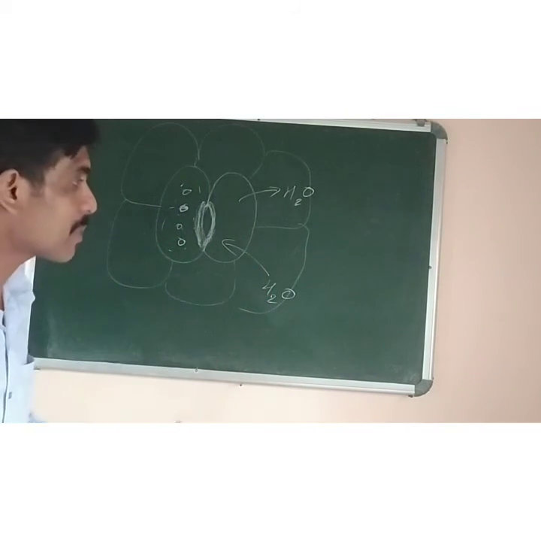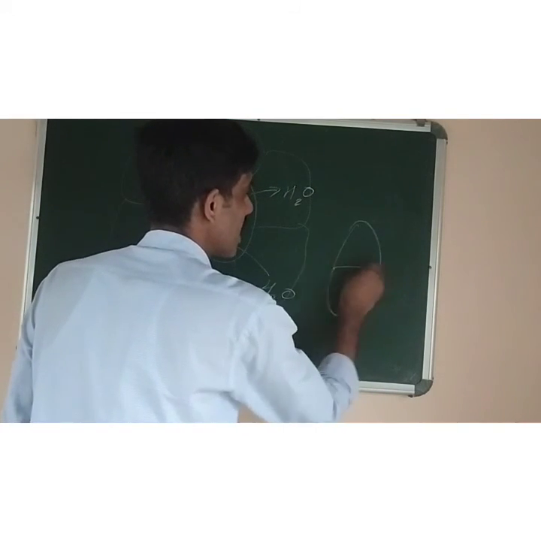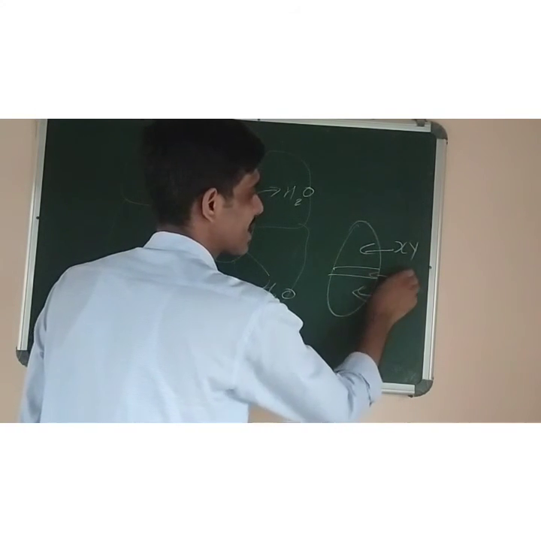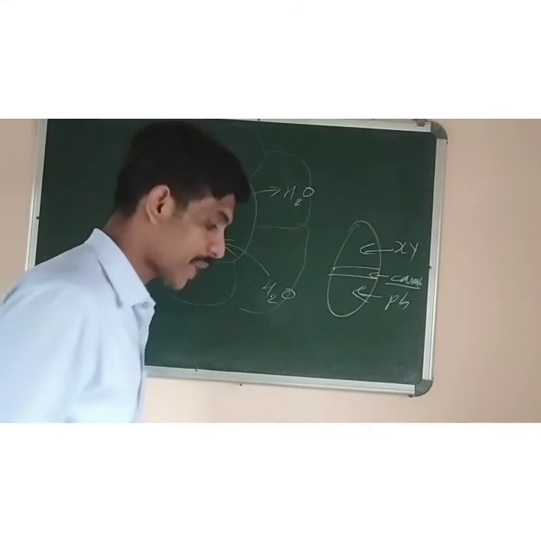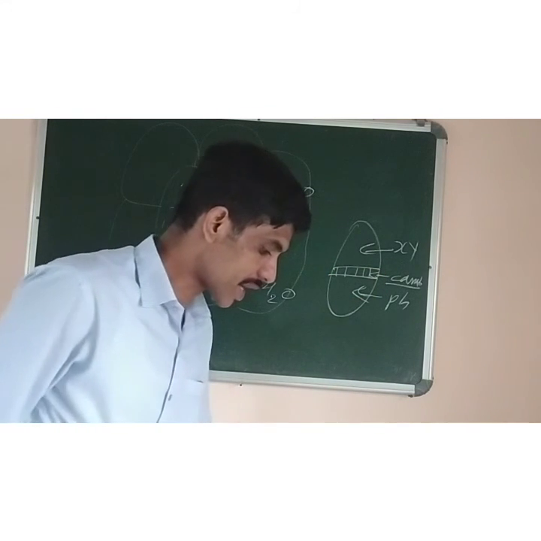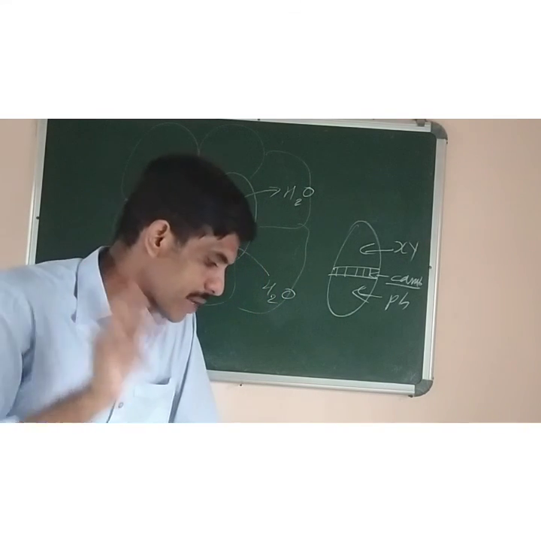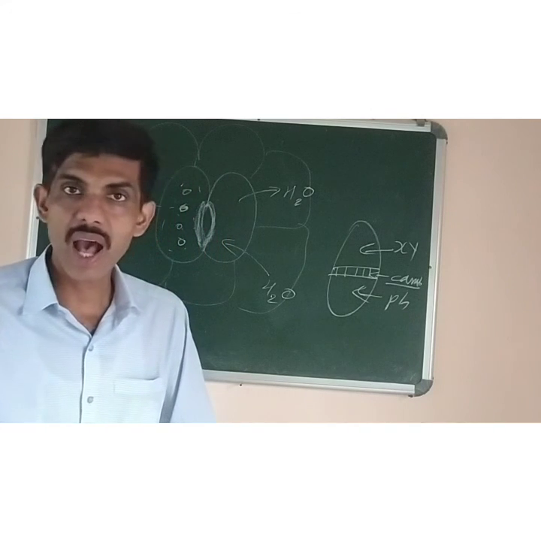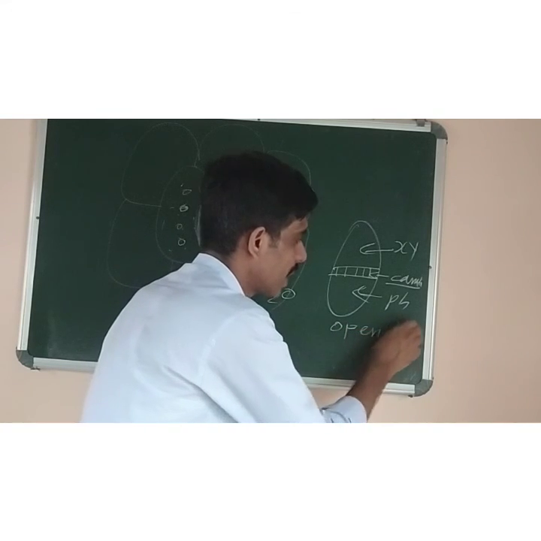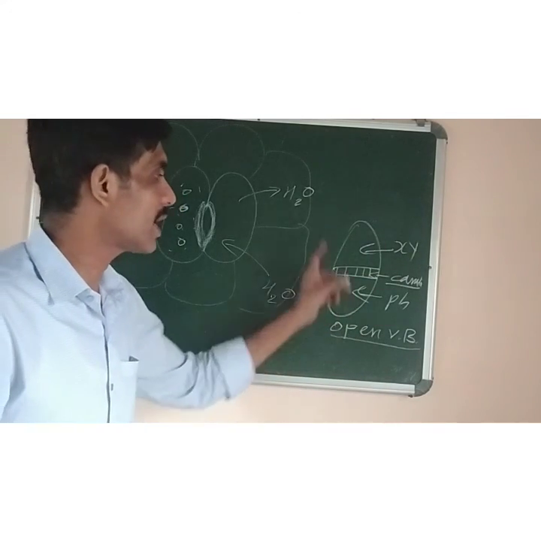Then we studied the different types of vascular bundles. What is a vascular bundle? A vascular bundle consists of xylem, this one is phloem, and in between them there is cambium. Yesterday we had studied closed and open vascular bundles. If the vascular bundle has no cambium present, it is called closed, but if cambium is present, it is called an open vascular bundle, VB. VB means vascular bundle. So what is an open vascular bundle? Such a vascular bundle in which cambium is present.